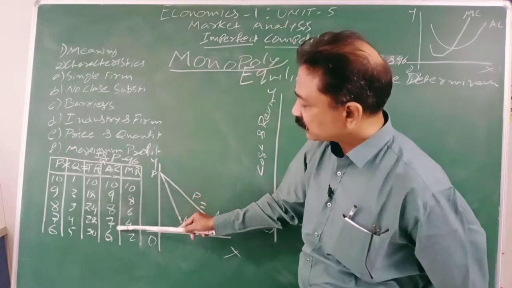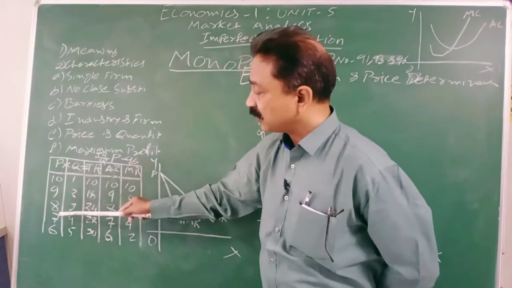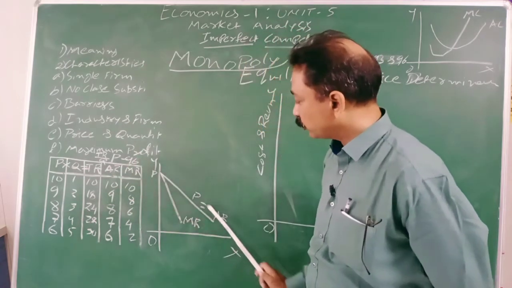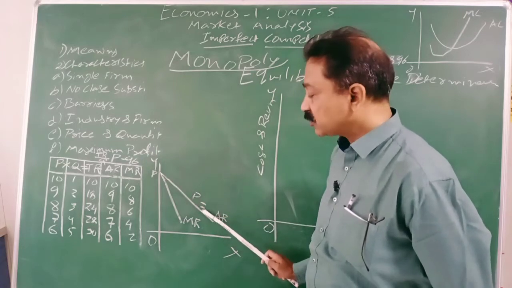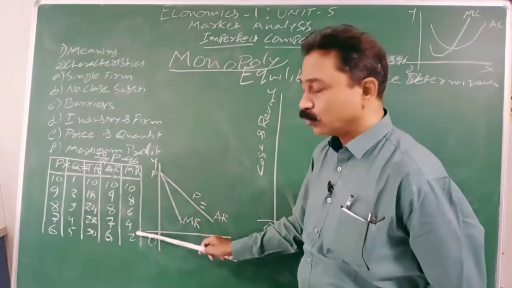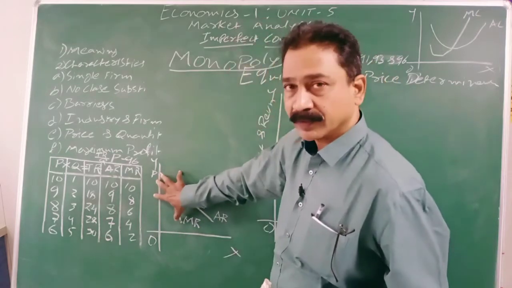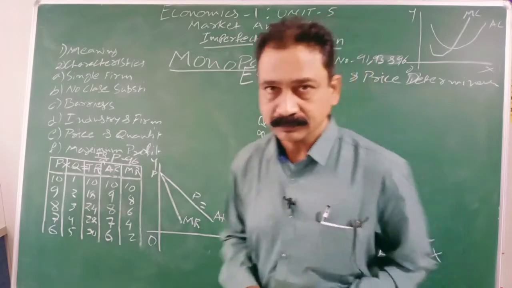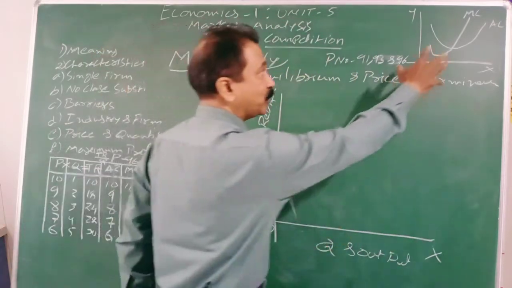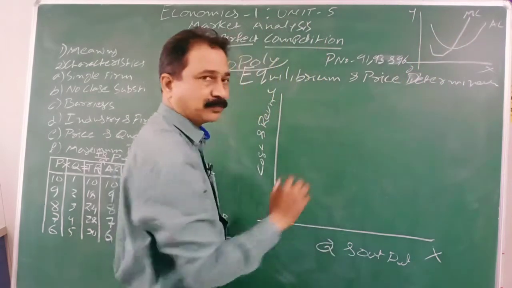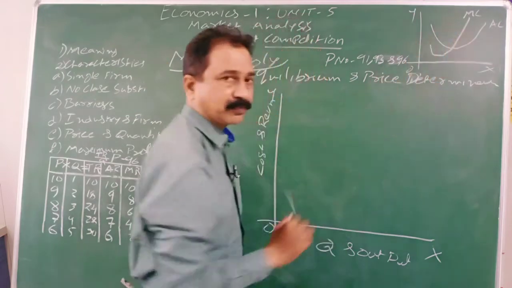See, average revenue is greater than the marginal revenue. Average revenue is equal to the price. They both are depicted in one line, in one curve, and it is greater than the marginal revenue. Now we are going to put this here, and we are going to get average cost and marginal cost here. These are the revenue curves. These are the cost curves.